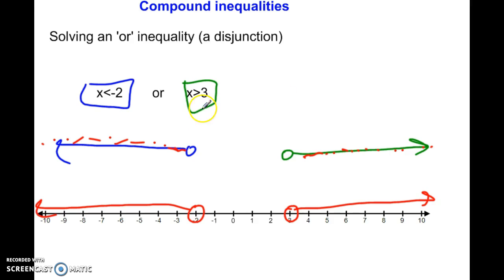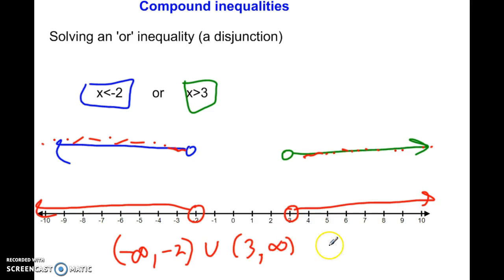I could rewrite it like that, or maybe say in interval notation, negative infinity, comma, -2, parentheses, union with 3, comma, infinity. And you've got it. That's the list.